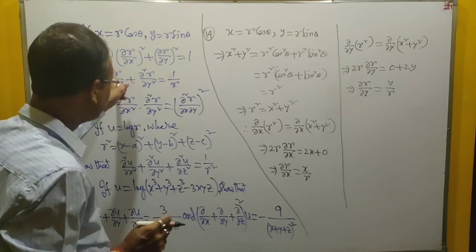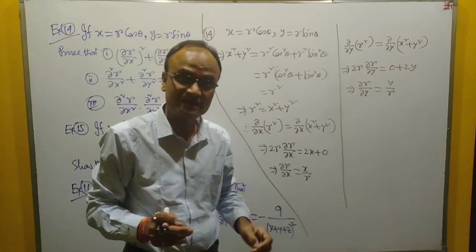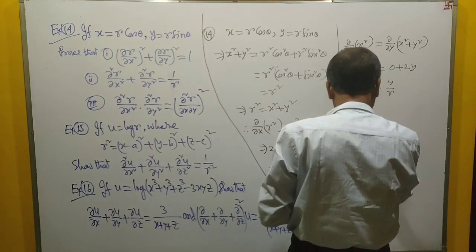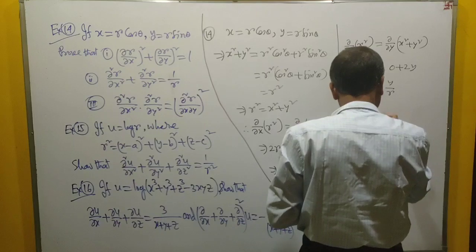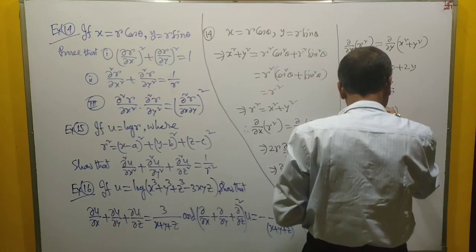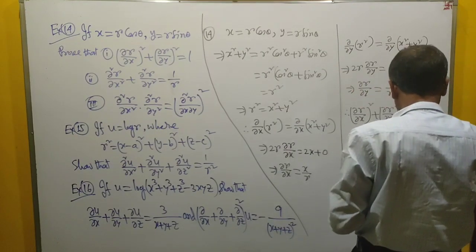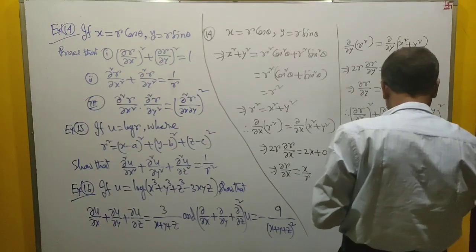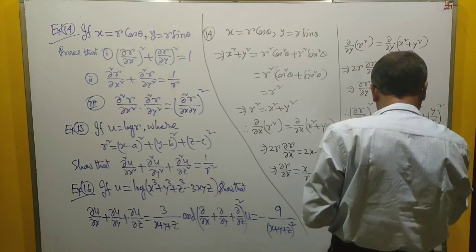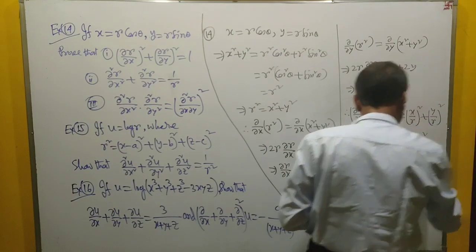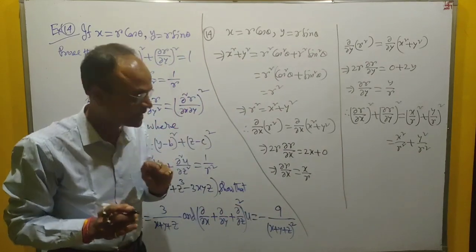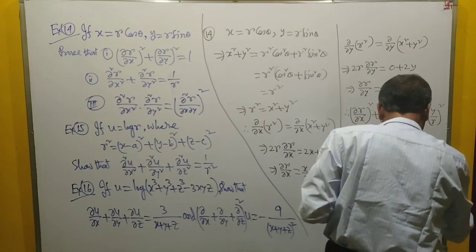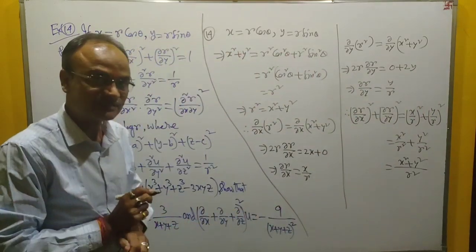Now, you have to prove that del r by del x whole square plus del r by del y whole square equal to 1. Therefore, del r by del x whole square plus del r by del y whole square equal to x by r whole square plus y by r whole square. This is equal to x square by r square plus y square by r square. This is equal to r square in the denominator, and in the numerator you will get x square plus y square.